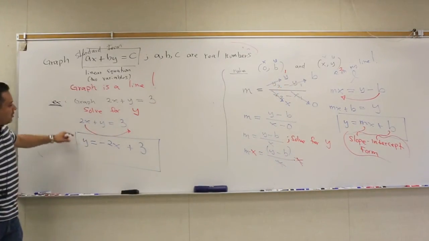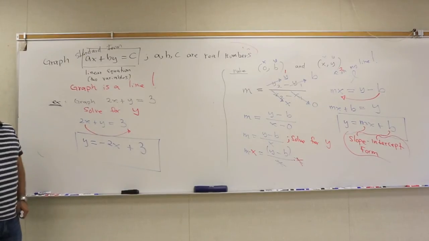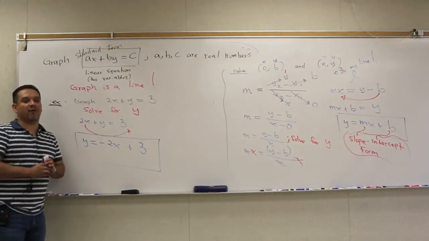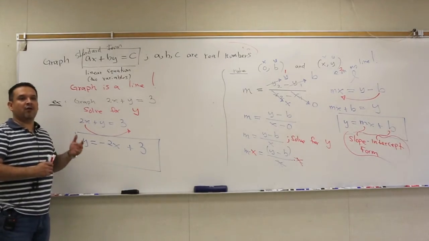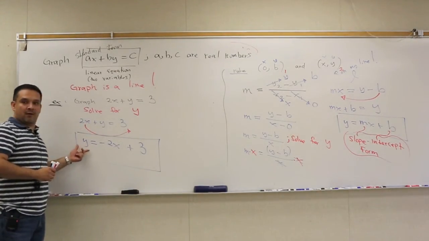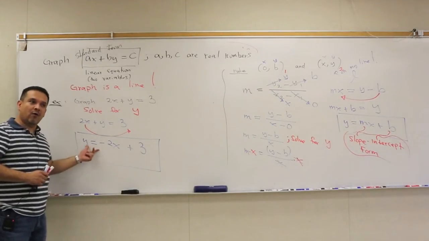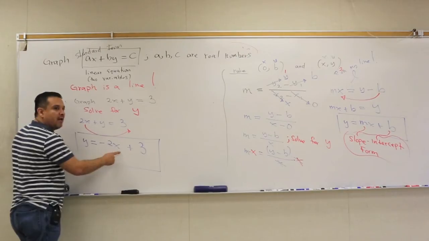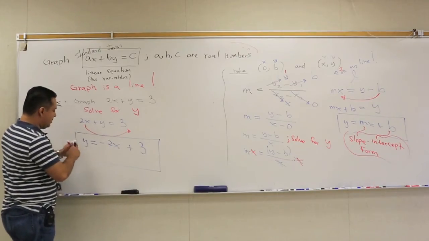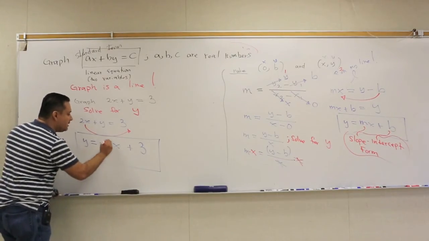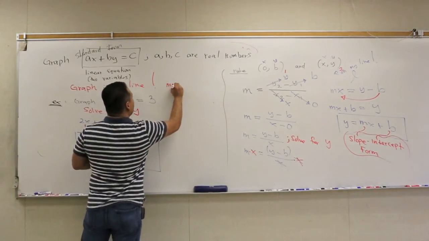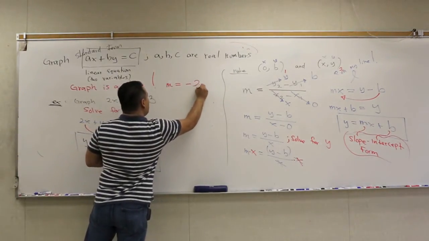Anybody have any questions here? Isn't this in y equals mx plus b form? How do you know it's in y equals mx plus b form? You're going to use your eyesight. What do you see? Y equals a number times x. What's that number? This is my slope. This is m. In other words, my slope here is really negative 2.